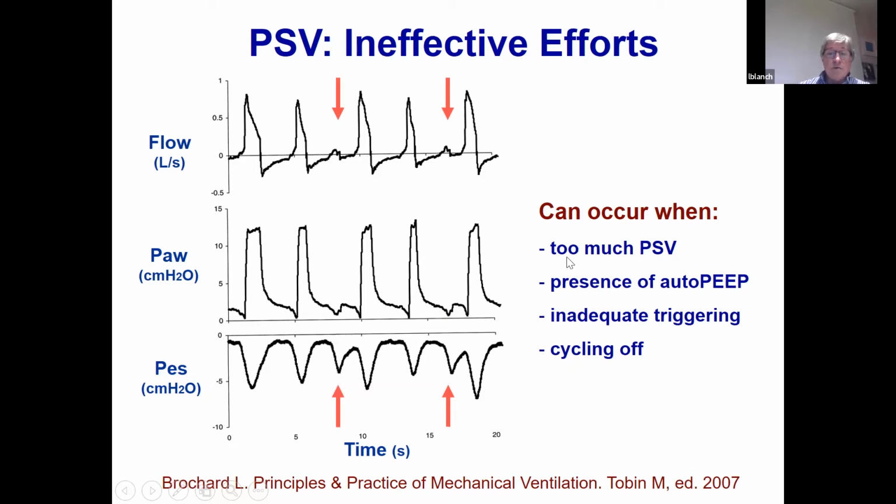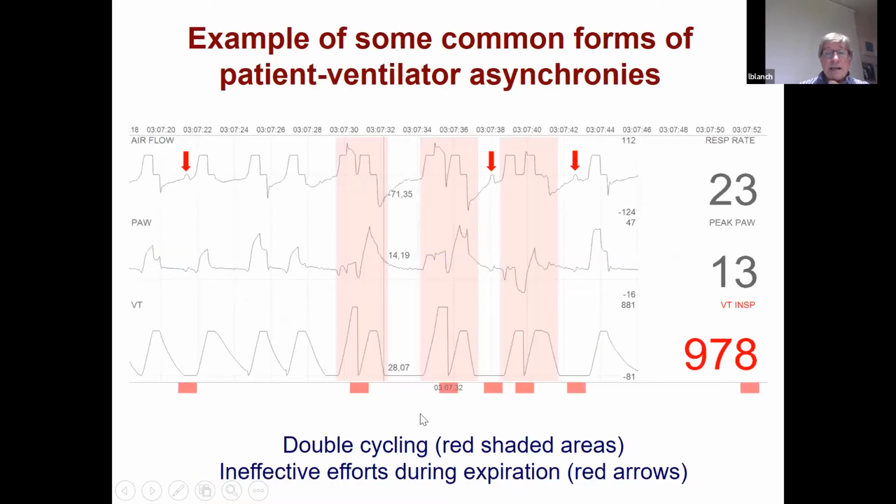Usually, this is caused by too much pressure support, when there is auto-PEEP, inadequate triggering, or inadequate cycling off, in that case, in pressure support. This can happen together with other asynchronies. Again, this is a tracing of volume control. This is flow, this is pressure, this is volume, and this patient presents here an ineffective effort. Here, a double cycling with breath stacking, almost doubling tidal volume. Again, there is breath stacking here, ineffective effort, breath stacking, ineffective effort.